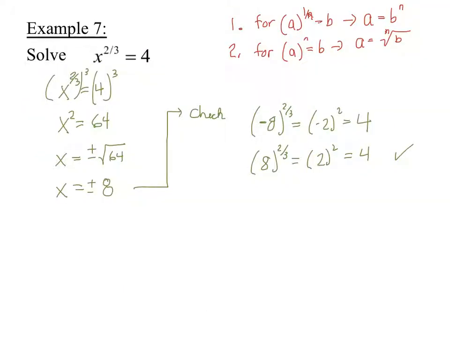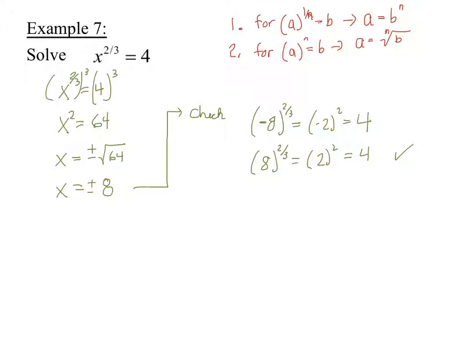So now we're dealing with exponents in our equations, and you will recall that for a raised to the 1/nth power is equal to b, if we take the nth power of both sides, we get a is equal to b raised to the n. Also, for a raised to the nth power equals b, we can take the nth root of both sides of the equation, and we get a is equal to the nth root of b.